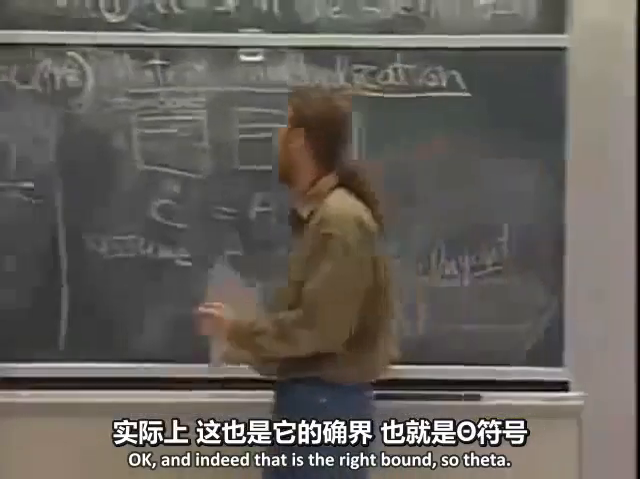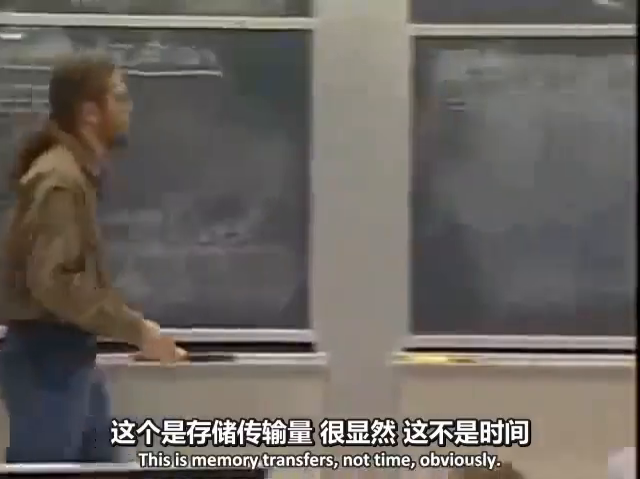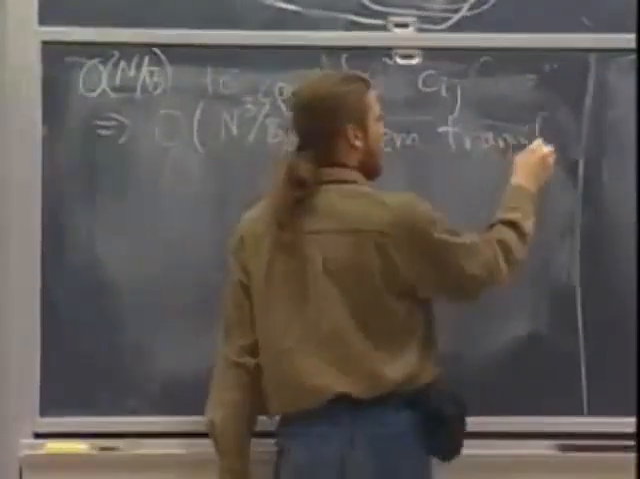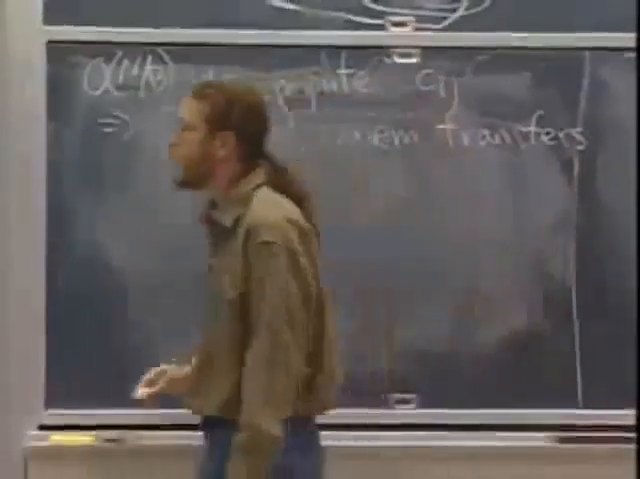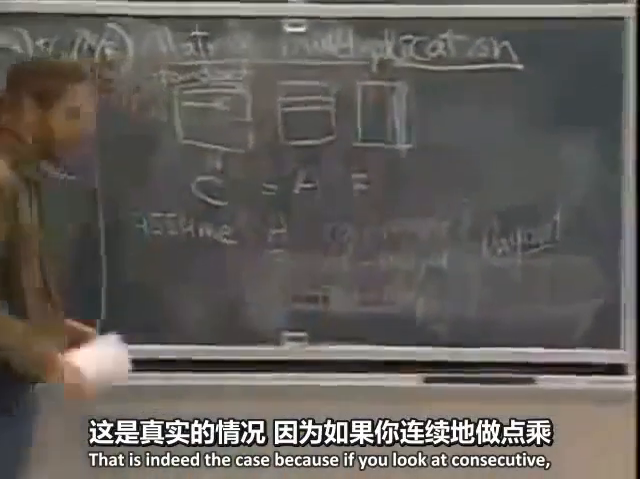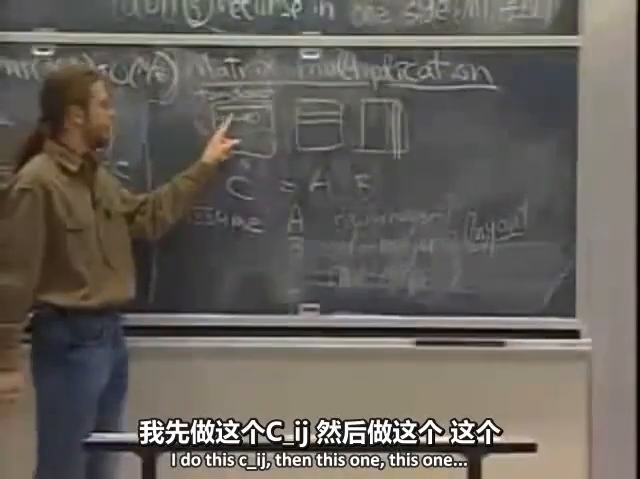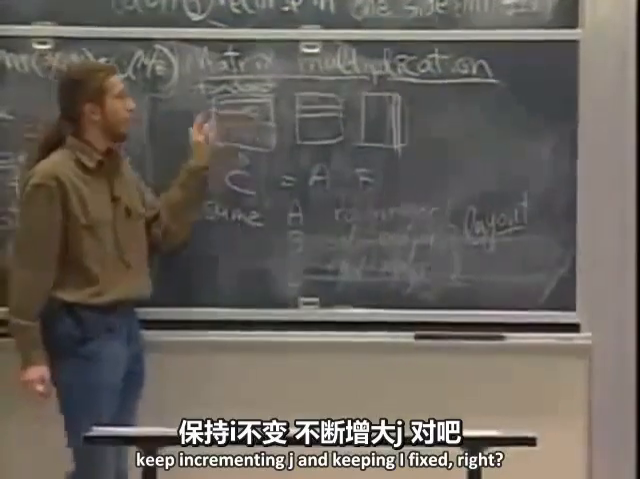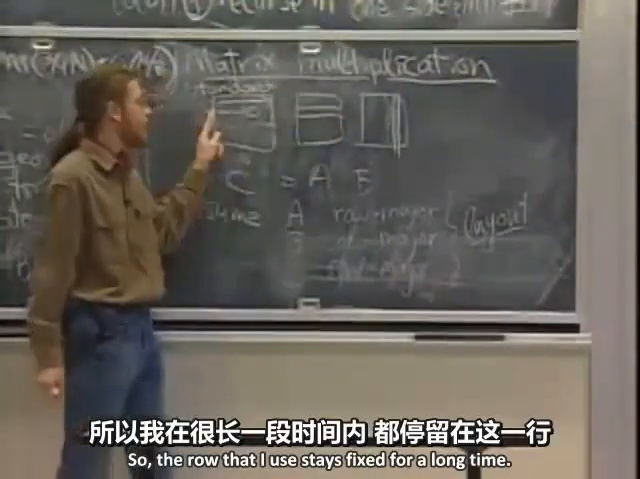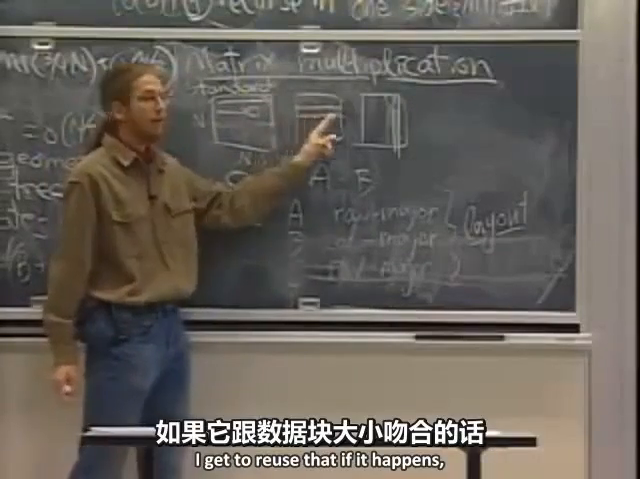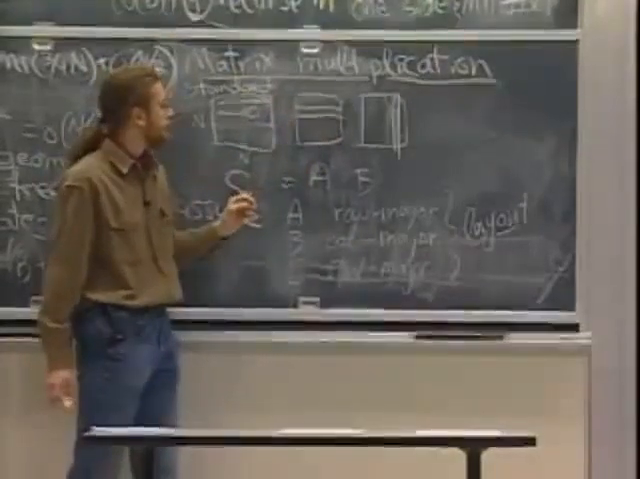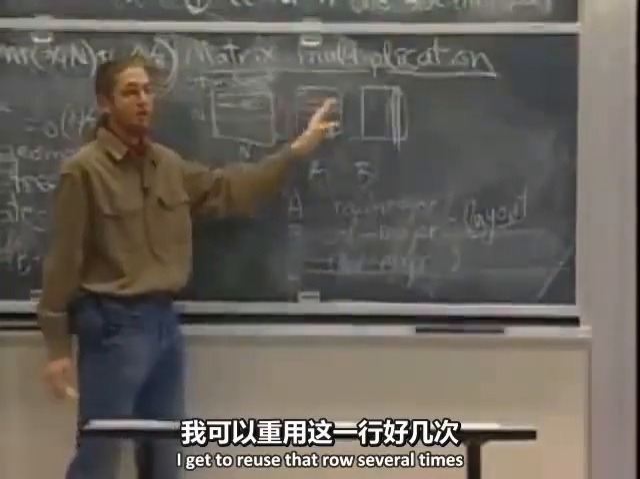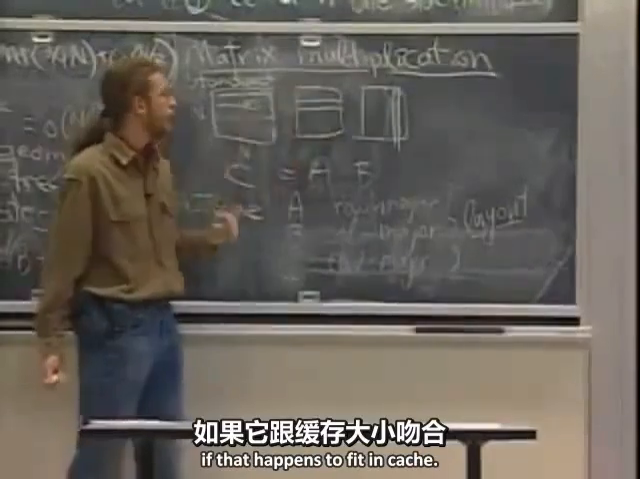Okay, and indeed that is the right bound. It's a theta. This is memory transfers, not time, obviously. That is indeed the case because if you look at consecutive, I do this Cij, then this one, this one, this one. Keep incrementing j and keeping i fixed. So the row that I use stays fixed for a long time. I get to reuse that row several times, if that happens to fit in cache.